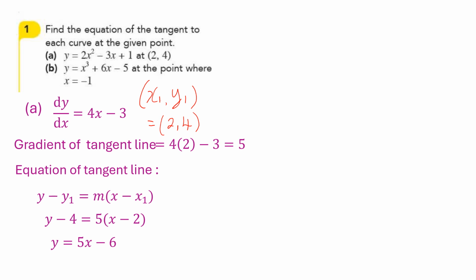So I'm going to give you a graphical representation. So we have a quadratic curve, and at this point here, 2, 4, I have a tangent line. Okay, and this tangent line, the equation of it will be y equals 5x minus 6.